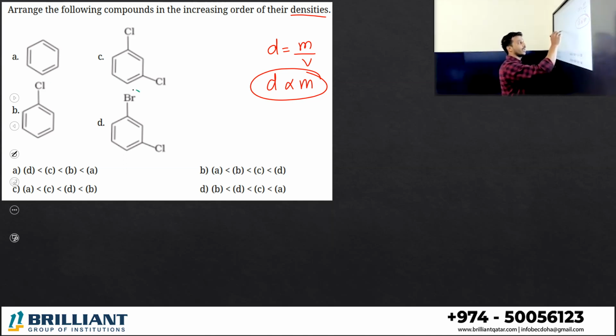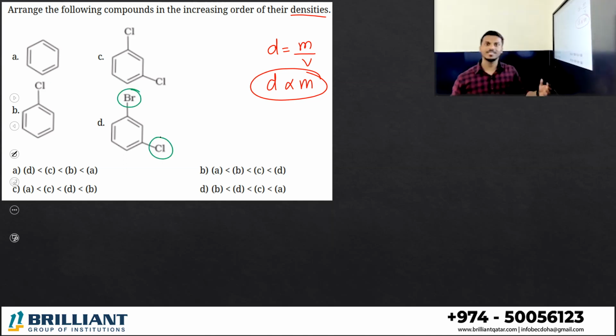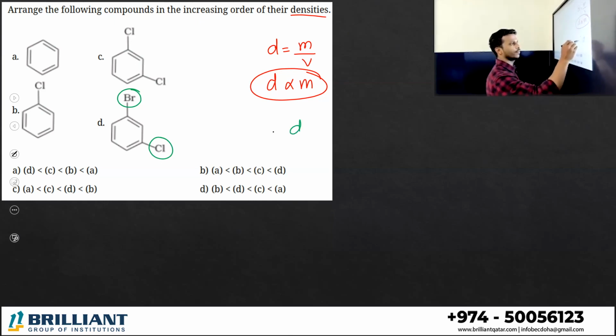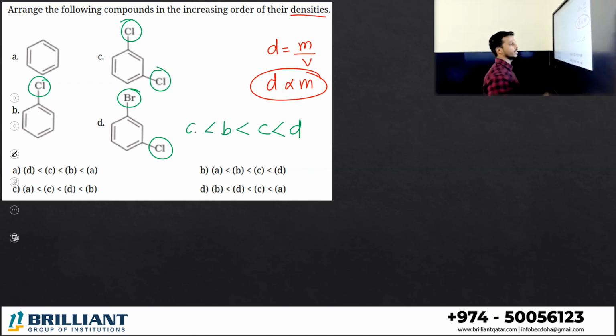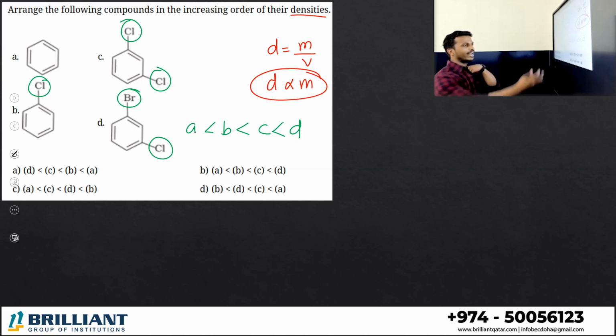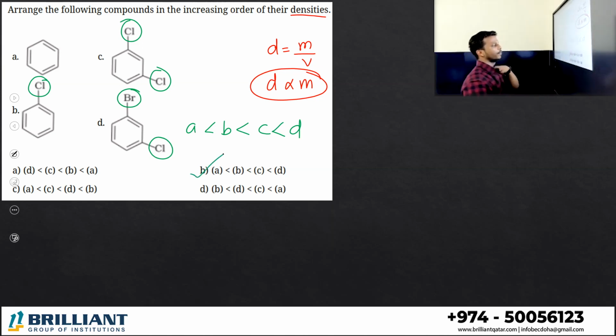Why? Because it contains bromine and chlorine. Their mass is greater, right? Bromine and chlorine. So D having greater. Then which one? Two chlorines are there, C. Then one chlorine containing, B. Then pure benzene, A. So A, B, C, D. Right. So D having greater. That's only given in option D.